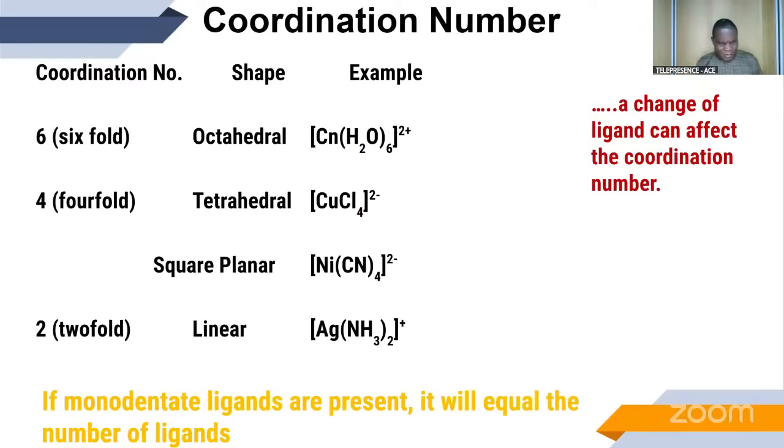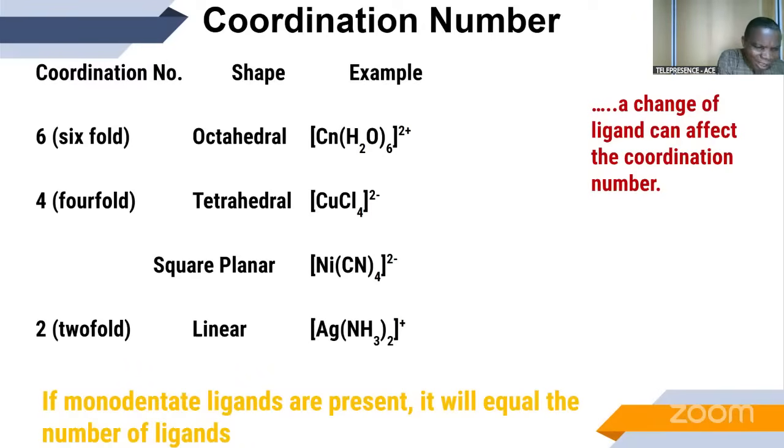Now, chlorine is a weak ligand, so it forms a tetrahedral complex with copper. So the name of this, as you know, we have how many chlorine atoms? We have four. Four is tetra. So tetrachlorocuprate 2 ion. This tetrahedral copper is tetrachlorocuprate 2 ion. The square planar nickel is tetracyanonickelate 2 ion.